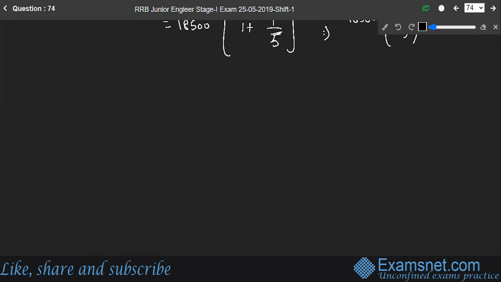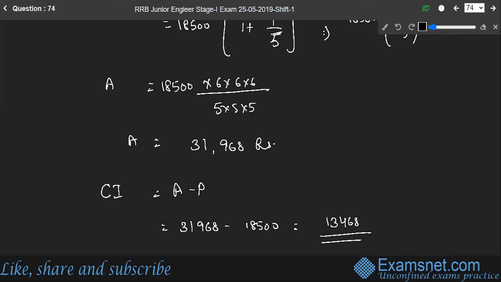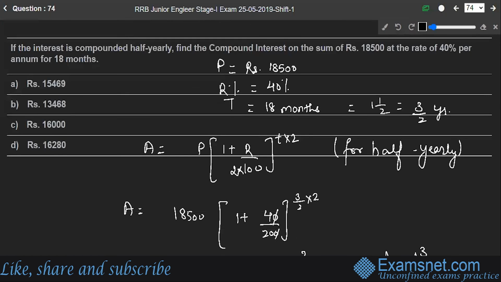This will be equal to 18500 into 6 into 6 into 6 upon 5 into 5 into 5. On solving this, the amount will come out to be 31968 rupees. You have to find the compound interest, which is amount minus principal. So 31968 minus 18500 is 13468 rupees. So this is the answer to the question: 13,468 rupees, option B, the right answer.